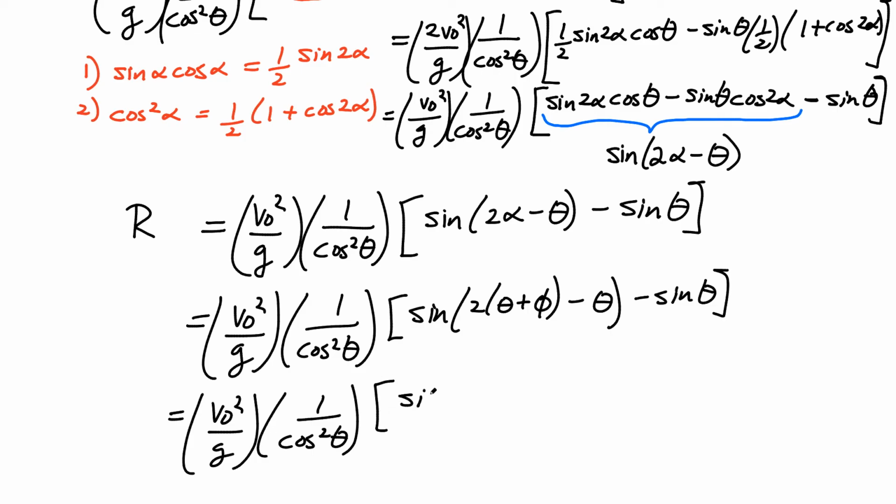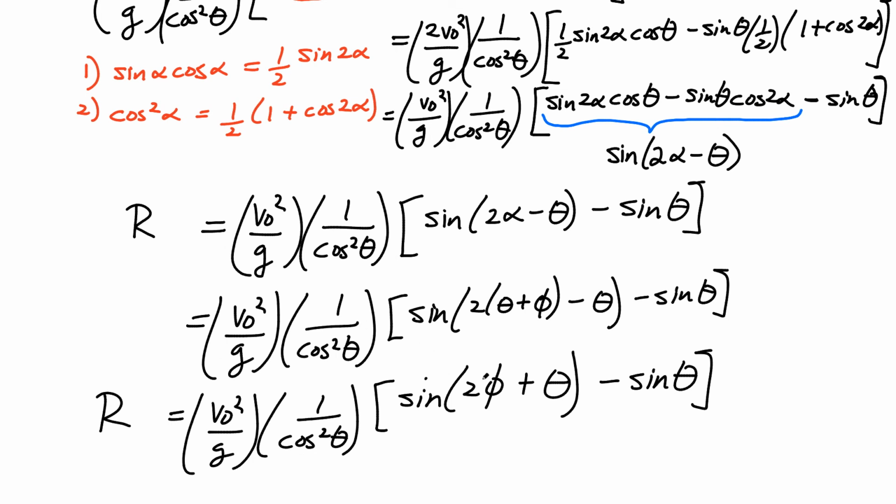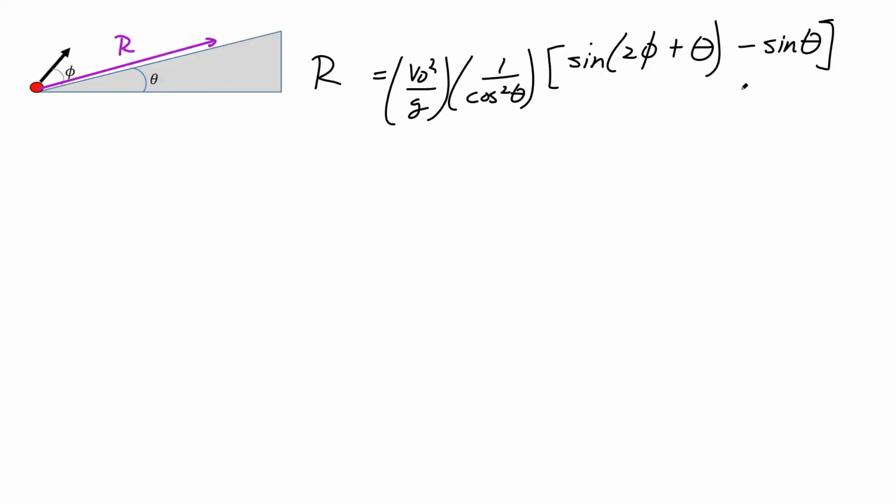All right, so this becomes sine of 2 times the angle phi plus the angle theta, and minus sine of theta. All right, there's my expression for the range. It's the exact same expression as what you previously had. However, it's just in a nice compact form. Kind of nice having these double angle formulas. We've rewritten our range equation in this compact form.